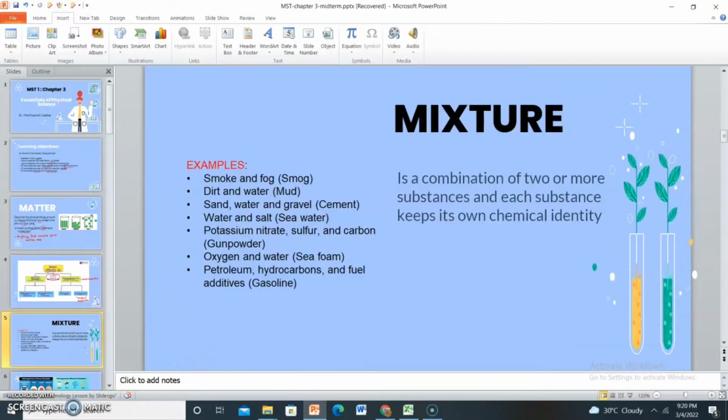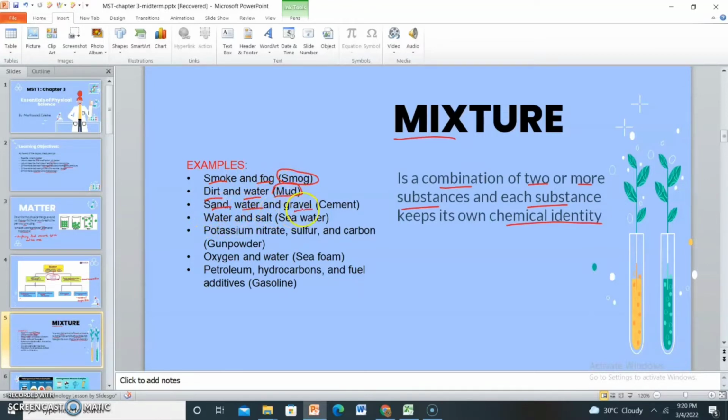Under the classification of matter, that is in mixture. Mixture is the combination of two or more substances, and each substance keeps its own chemical identity. From the word mix, when one component and another component are combined. For example, smoke and fire, that's smog. Dirt and water, that is mud.